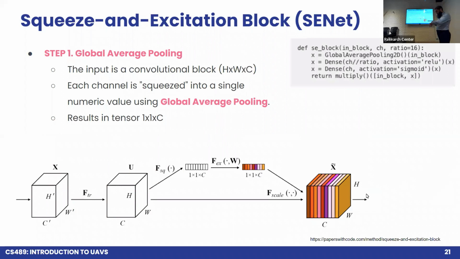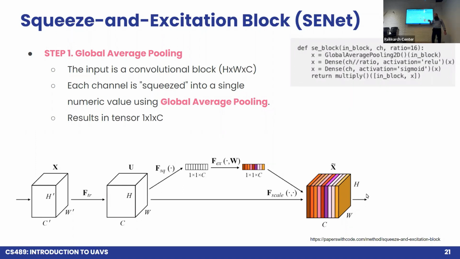Now, coming back to the squeeze and excitation block to understand it again. We have an original feature map here. We apply global average pooling. Now I think you understand, because we have only one number. The algorithm is very simple: global average pooling, one dense layer and another dense layer.